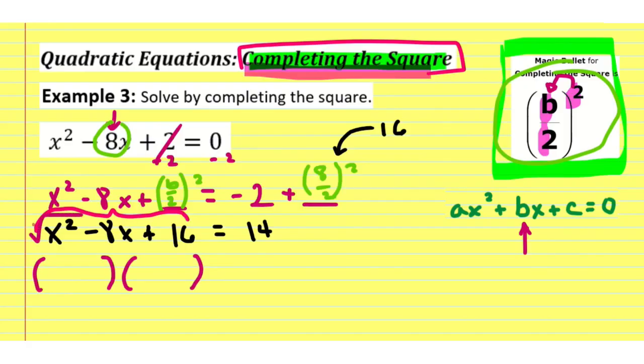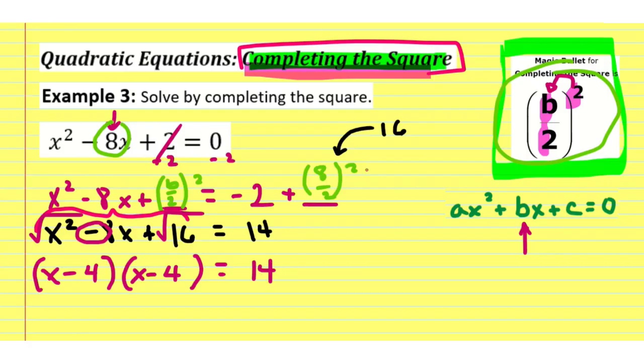That's going to go in the front. So the square root of x squared goes in the front and goes in the front. And then I have the square root of 16 goes in the back. Square root of 16 is 4 and 4. And then this sign that's in the middle is going to be the sign of both of my parentheses. And so that is equal to 14.